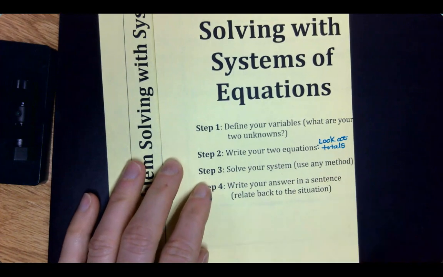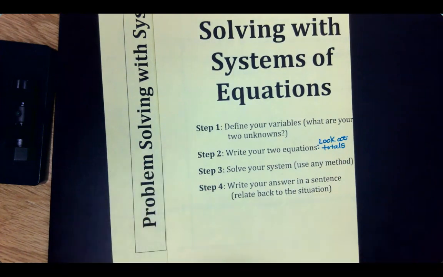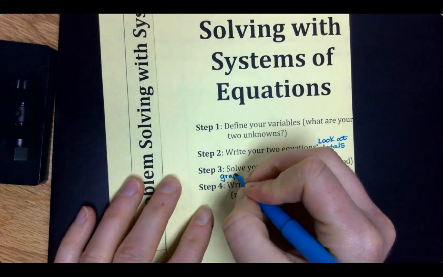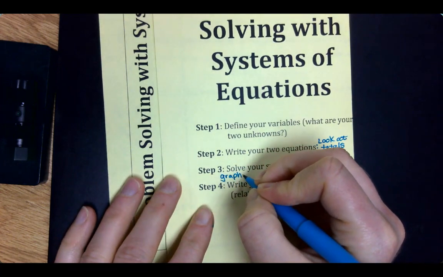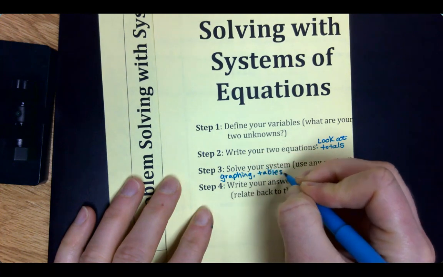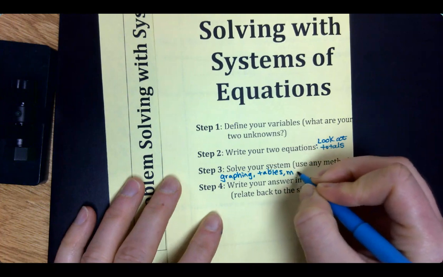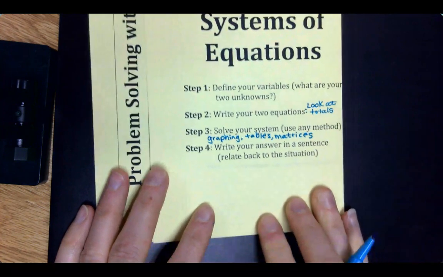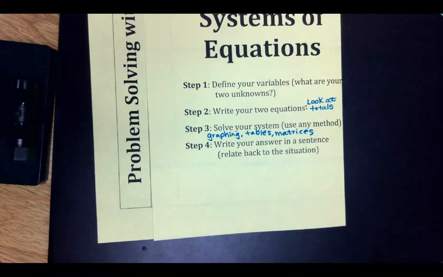Step three, solve the system using any method. So the method that we have used so far is we've graphed. We've also looked at tables. And now we have done matrices. Those are the three ways that we can solve systems.